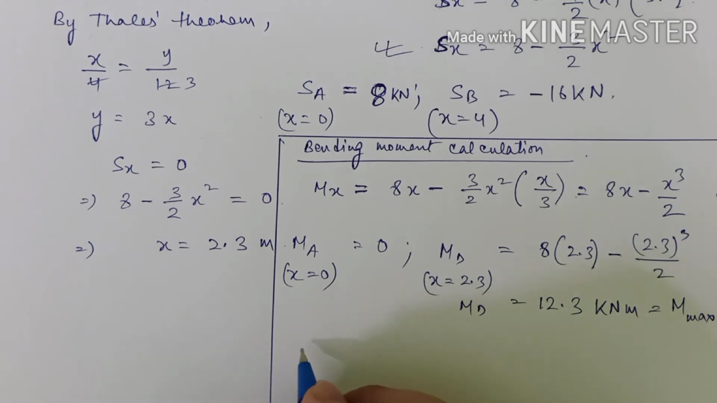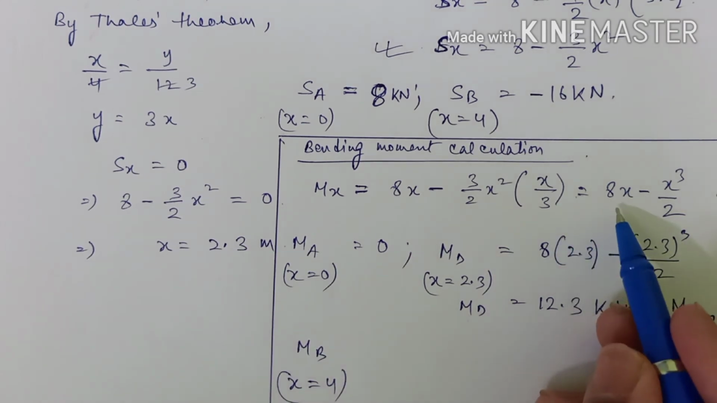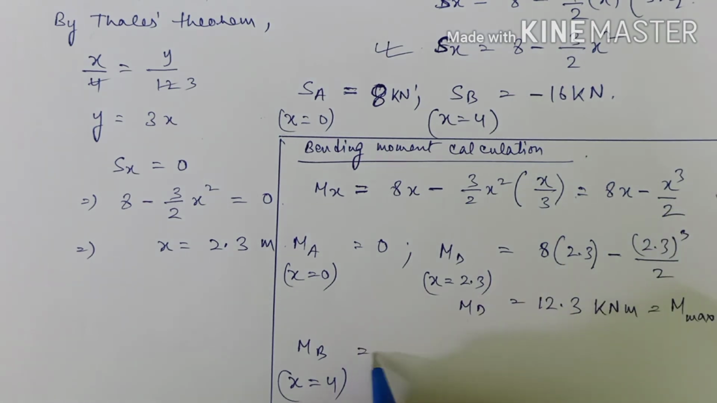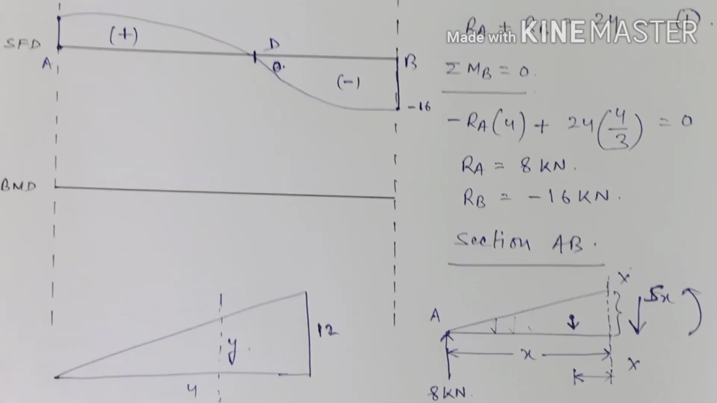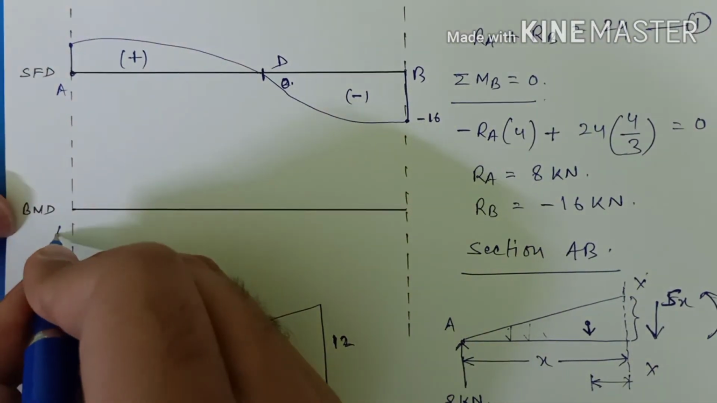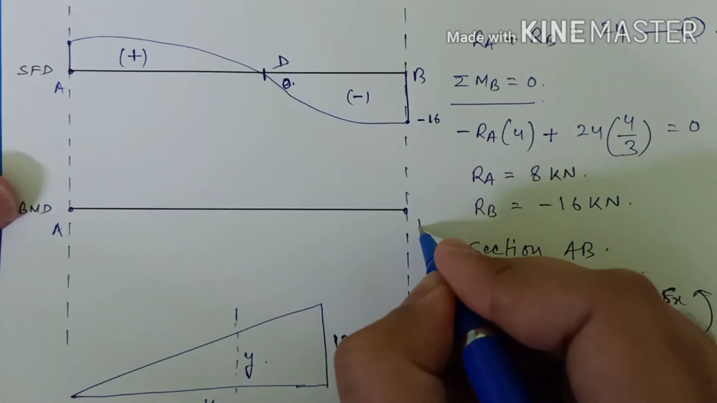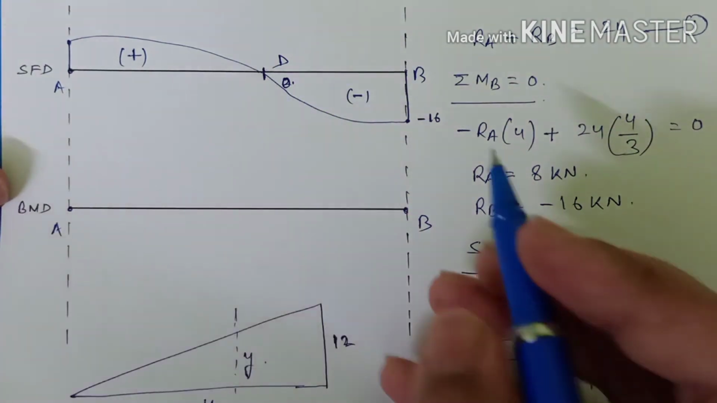Now finally we have the value of bending moment at B, where we will put x equals 4. If you put 4 here, 8 into 4 is 32, and 4 cube upon 2 is 32, so it will be 0 again. The value of bending moment at A is 0, the value of bending moment at B is also 0, but the value of bending moment at D is the maximum, that is 12.3.